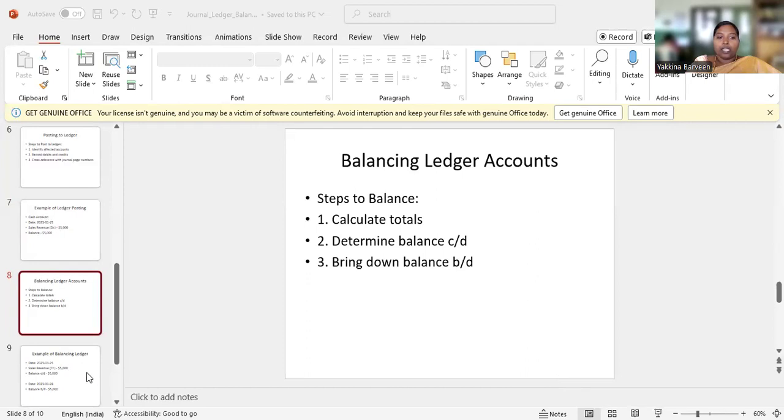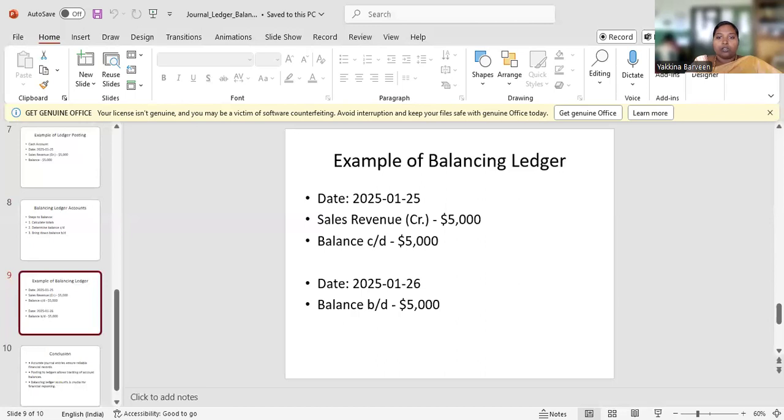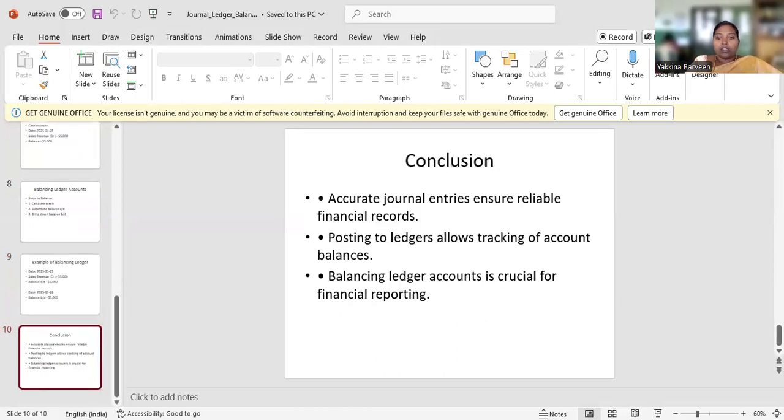So I'll show you an example of how to balance the ledger. First, we have to calculate the total, then determine the balance carried down, then bring down the balance brought down. So these are the balancing ledger examples.